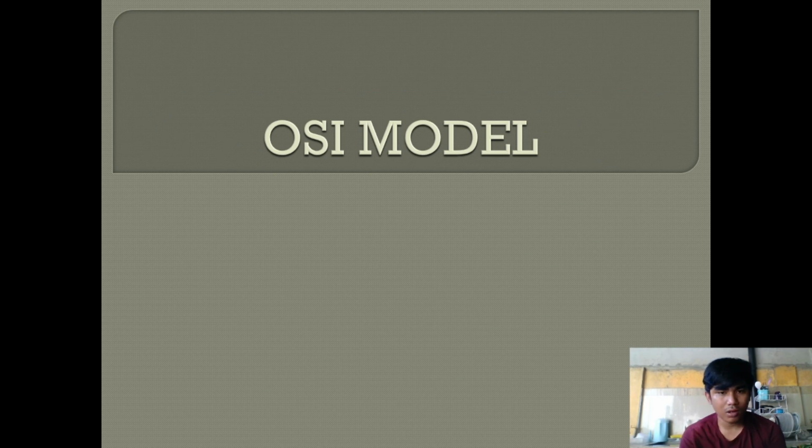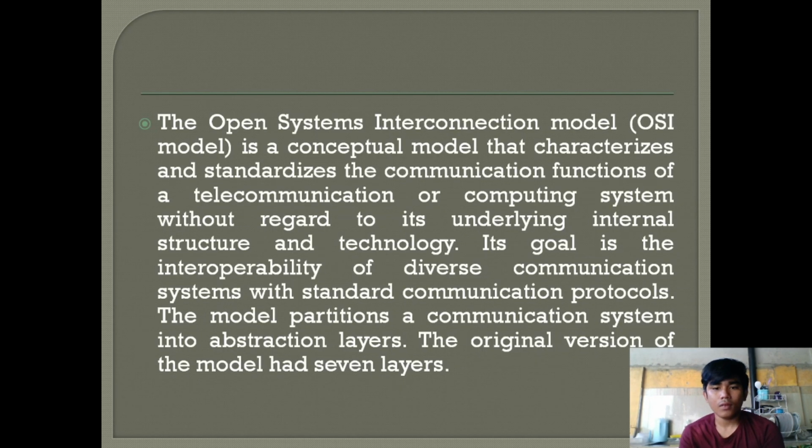So, what is the OSI model? It is the Open System Interconnection, or OSI, model. It is a conceptual model that characterizes and standardizes the communication functions of a telecommunication or computing system without regard to its underlying internal structure and technology. Its goal is the interoperability of diverse communication systems with standard communication protocols, and the model partitions a communication system into abstraction layers.